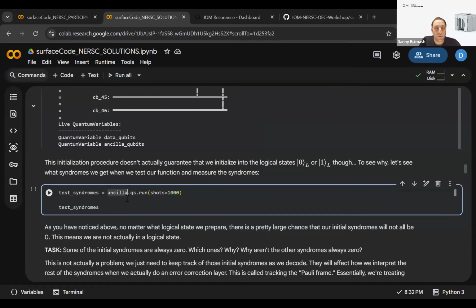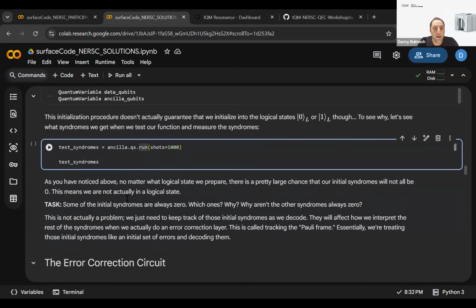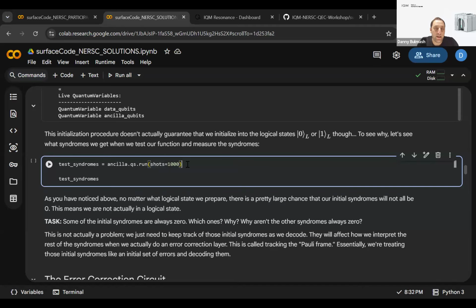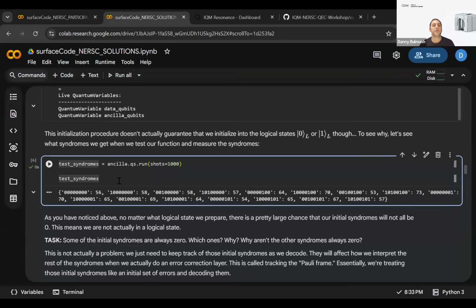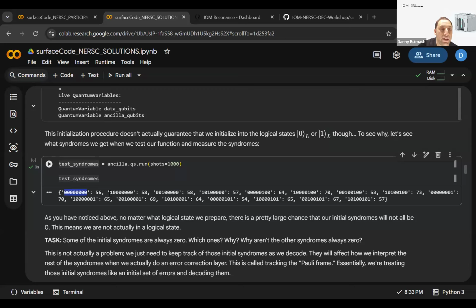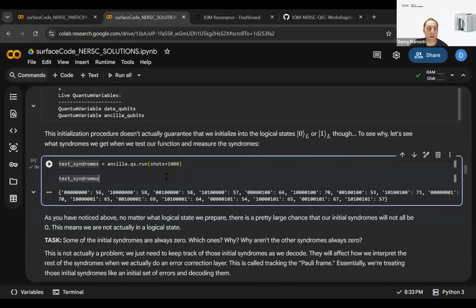We're going to do a test where we take ancilla.qs dot run, and this is going to run in simulation. So these are supposed to be the syndromes after initialization. All zeros means we've actually prepared a logical zero, and everything else, we've got some errors in there. And remember, we talked about this at the end. There's a pretty good chance that we're going to introduce some errors in that initial measurement process. And that's okay. It's just going to involve correcting those later, decoding those later.